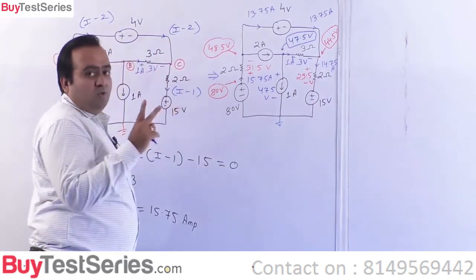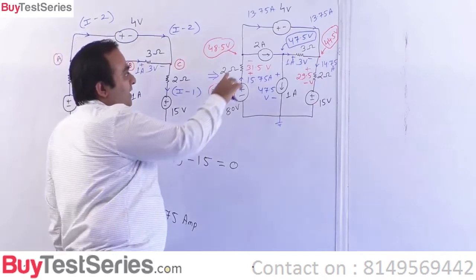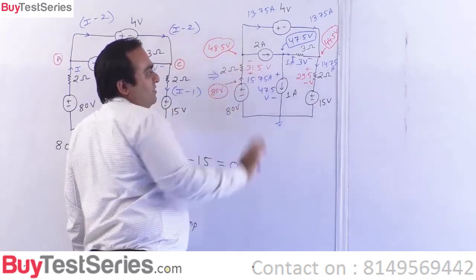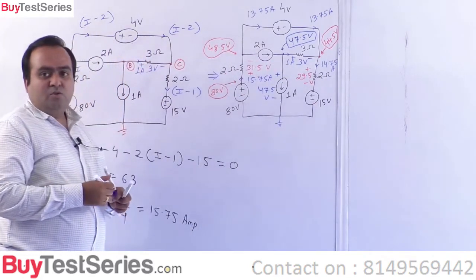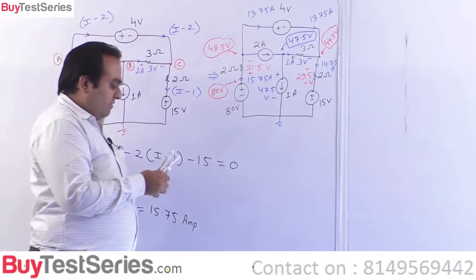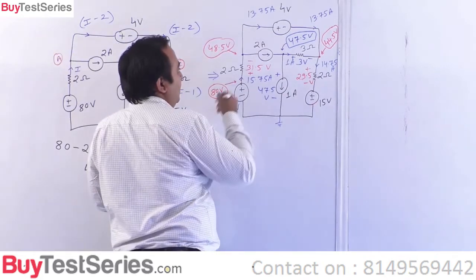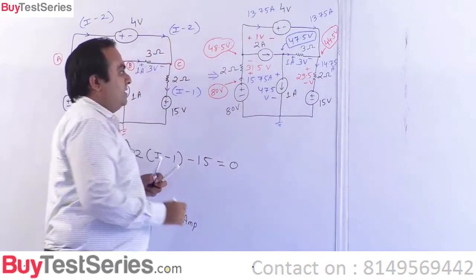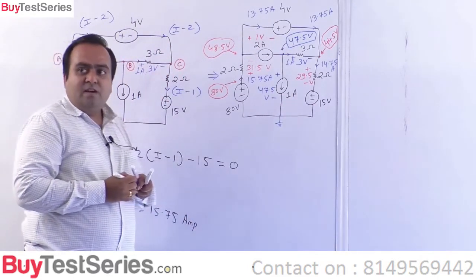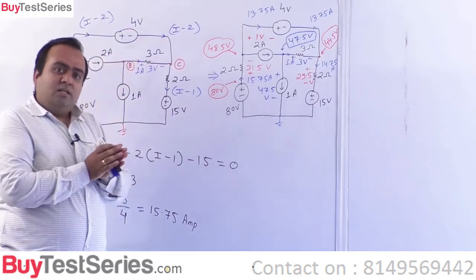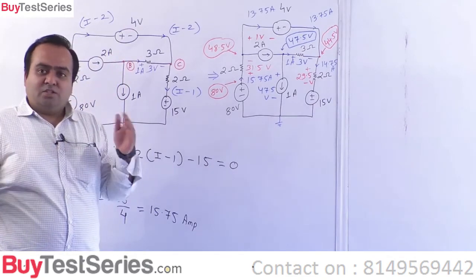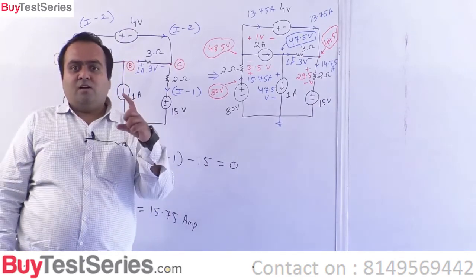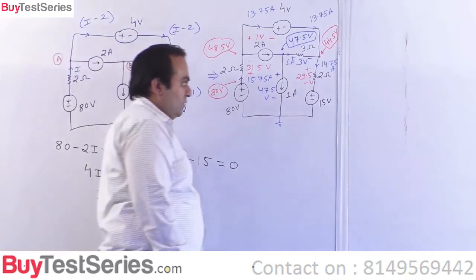And you can see the 2 ampere current source: 48.5 is on its left, 47.5 is on its right. So we must have 1 volt. This is 1 volt. Is this okay? So in this way we have calculated all the currents through each and every branch of the circuit, voltage across each element and current through each element.